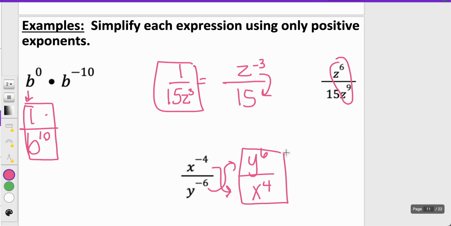That's going to conclude our lesson today for day 1 of 0 and negative exponents.